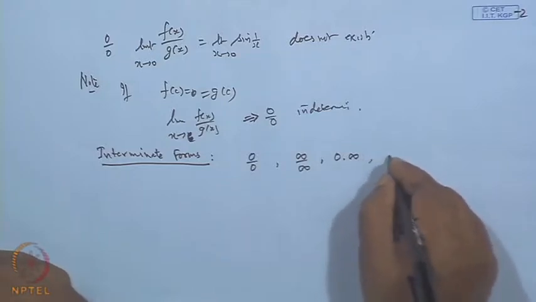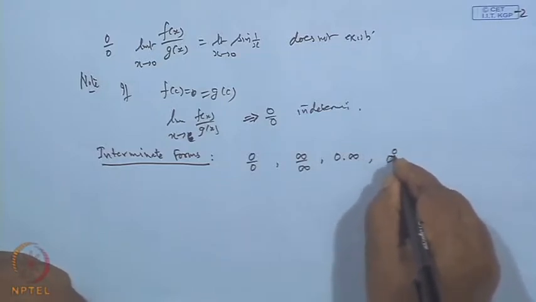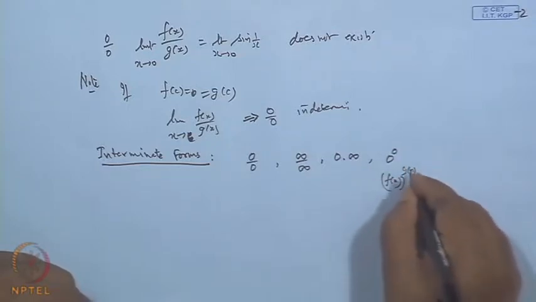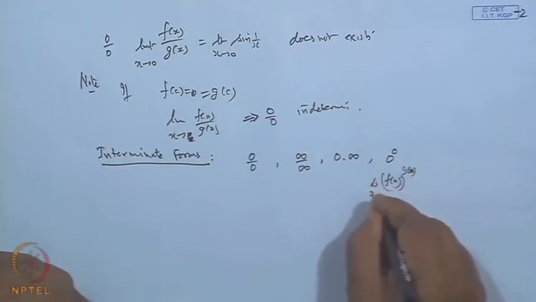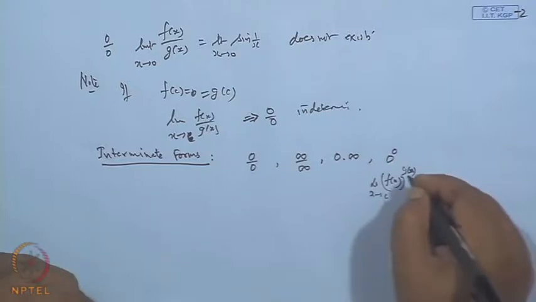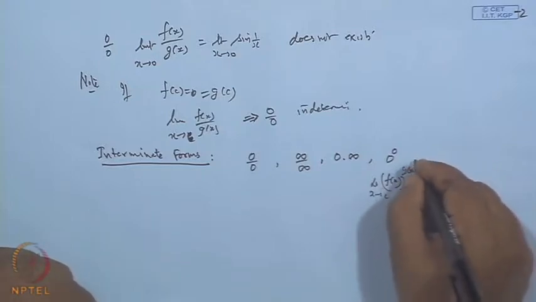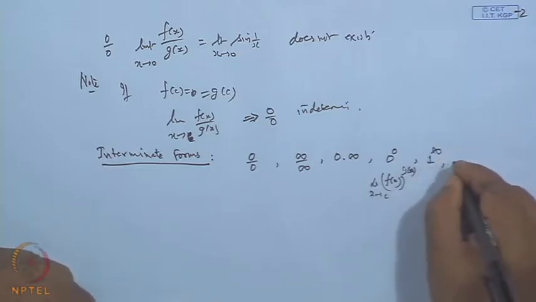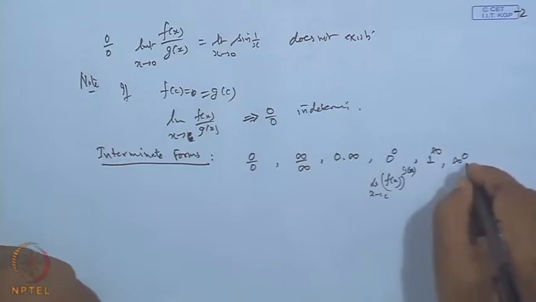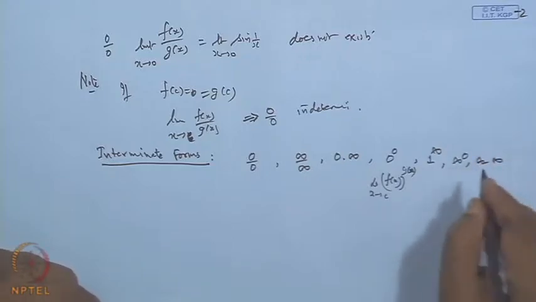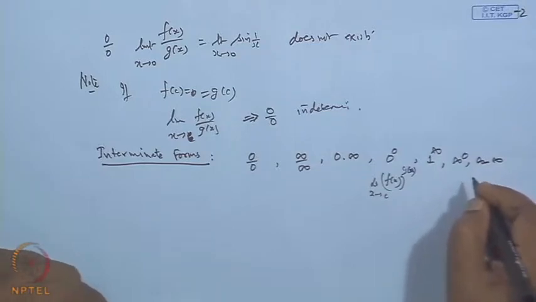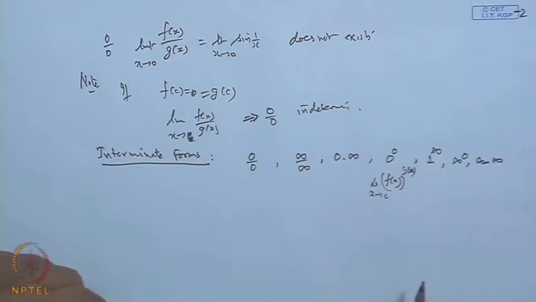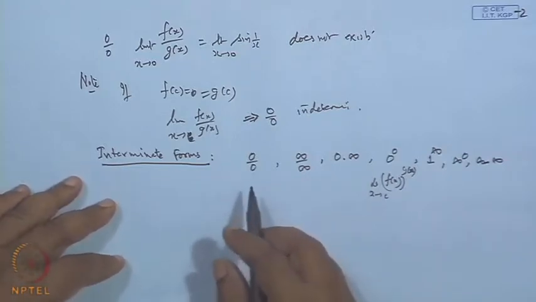Then 0 to the power 0: if f(x) tends to 0, g(x) tends to 0, then the limit of f(x) to the power g(x), when x tends to c, if it is coming to be 0 to the power 0, then it is also considered to be an indeterminate form. 1 to the power infinity will also be taken as an indeterminate form, and infinity to the power 0 is an indeterminate form, infinity minus infinity is also an indeterminate form. So, there are various types of situations where we can say the form which you are getting is an indeterminate form.